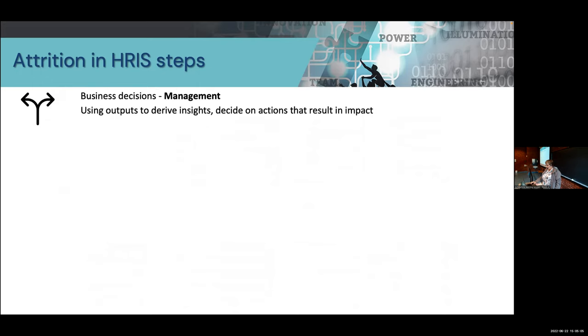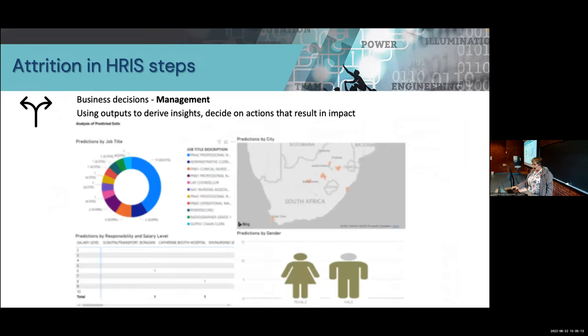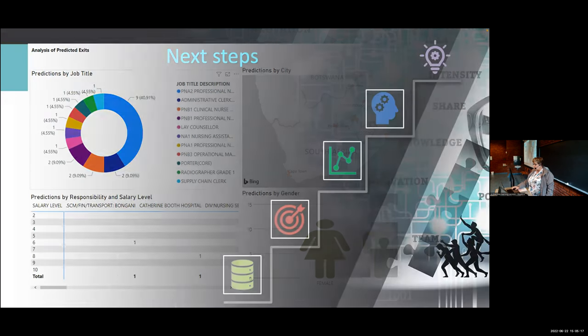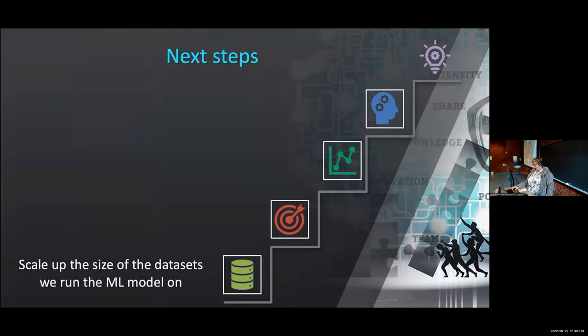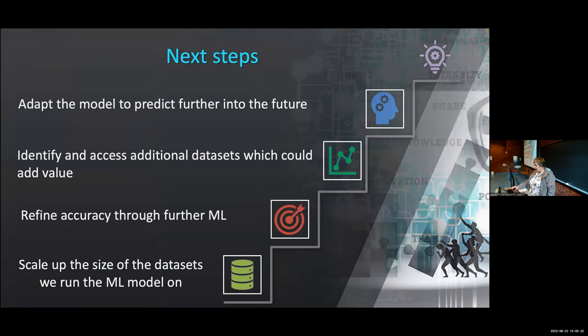So then essentially what we need to do is to display this data for management to make decisions, and this is just some of the graphics around that. Our next steps are to scale up the data sets, to refine the accuracy, to identify and access additional data sets, and to adapt the model to predict further into the future.